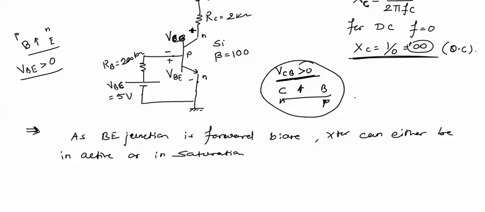If VCB comes less than 0 volt, then the P type region will be at a higher potential with respect to the N type region and the transistor will be in saturation.